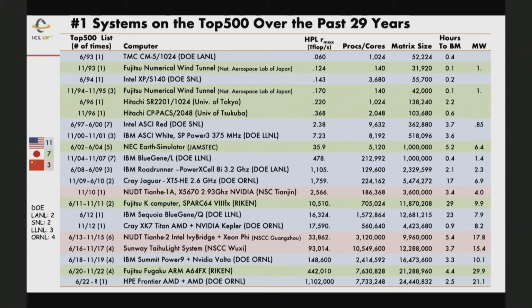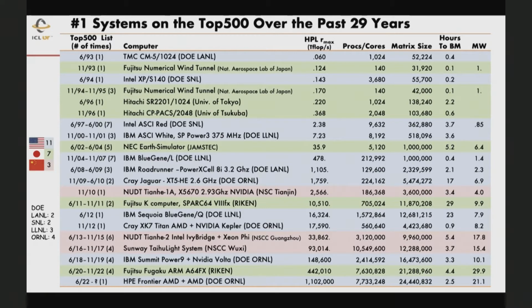If we look over the past 29 years, we see that the US has had 11 machines in the number one position. Japan has had 7, and China has had 3 machines. I've also listed there the DOE machines that have obtained the number one position. Oak Ridge has 4, Livermore has 3, Sandia has 2, as well as Los Alamos.